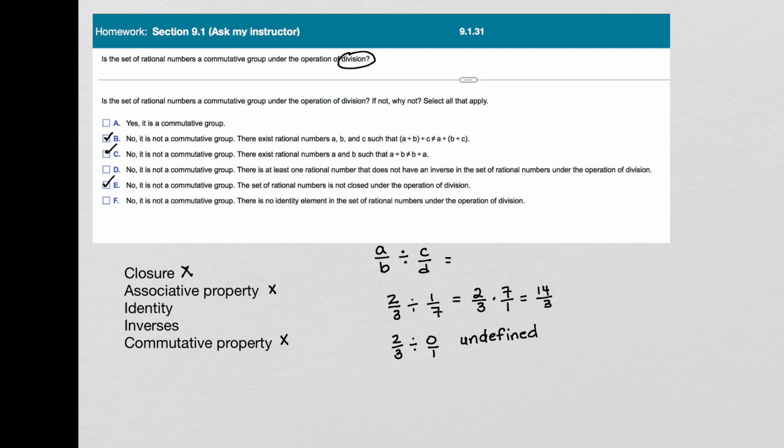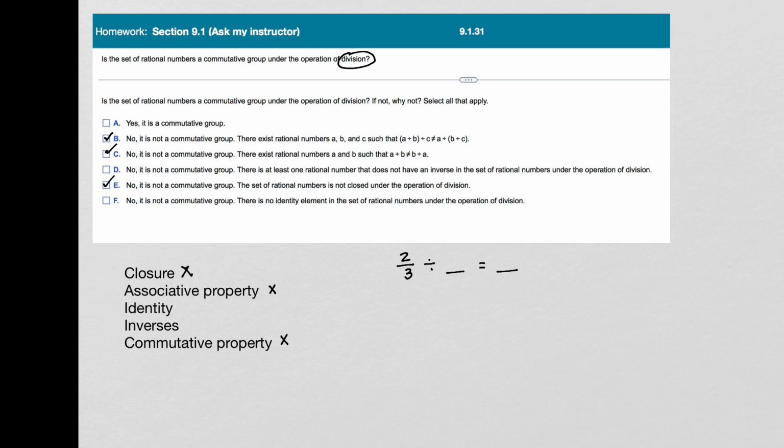So we said no to those. Is there an identity element? Okay. So now what I'm looking for is, is there a number that I can say 2/3 divided by this number is going to give me the same thing as that number divided by 2/3? And the answer should be 2/3. And there is nothing. So no identity element, and then there can't be any inverses. So in this case, nothing is working. And so that would be our final answer.